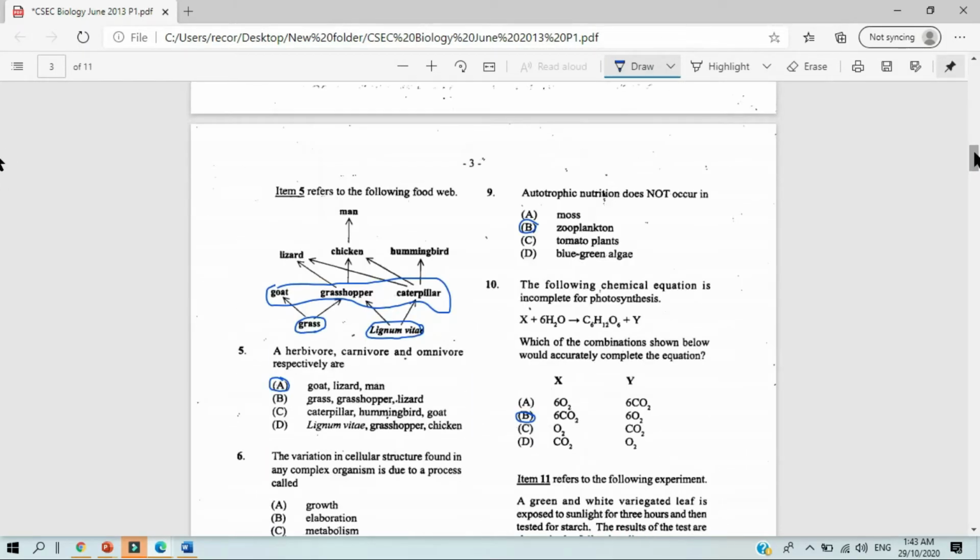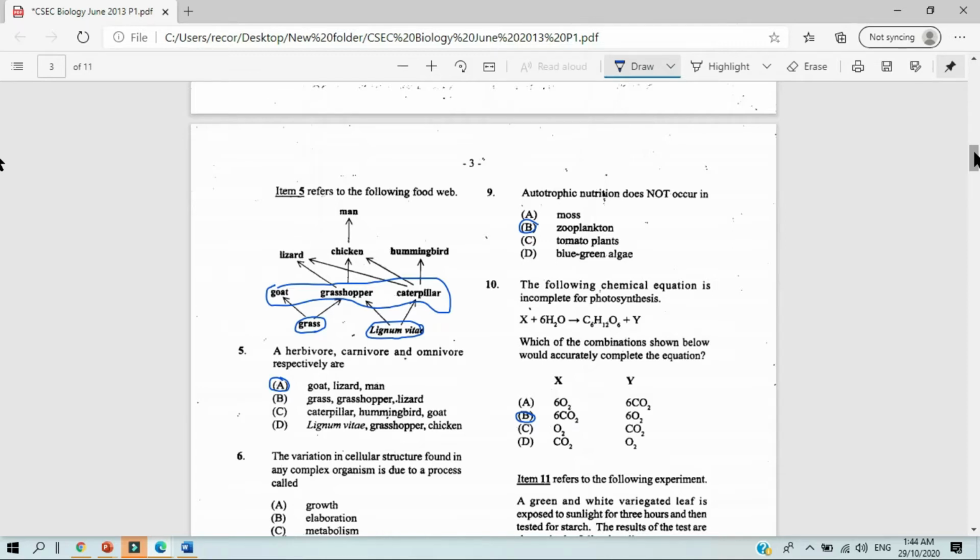Question number 9, autotrophic nutrition does not occur in. Alright, the first thing we need to know about autotrophic nutrition is that it is confined to organisms that make their own food. Now, a moss would have some amount of chlorophyll. A tomato plant, the same. Blue-green algae would have been able to do pretty much the same thing. Well, however, if we look there at B, the zooplankton is actually a microscopic animal.